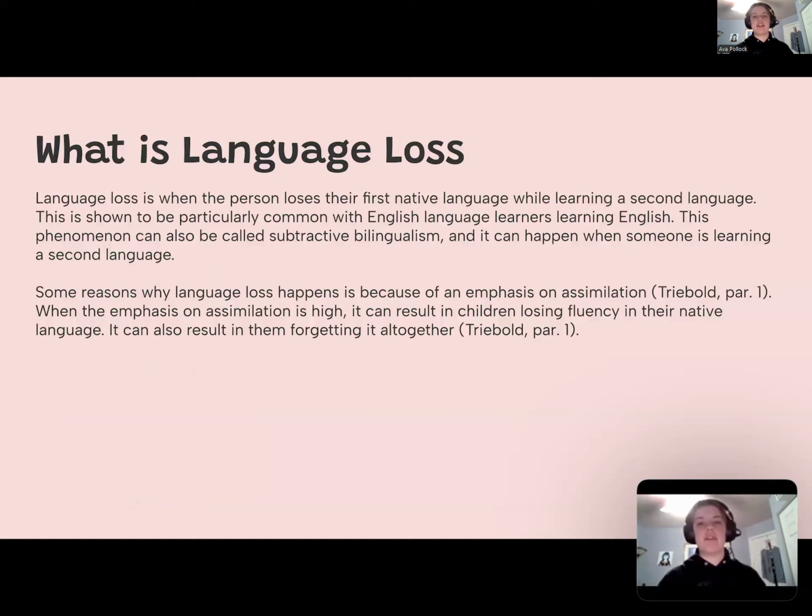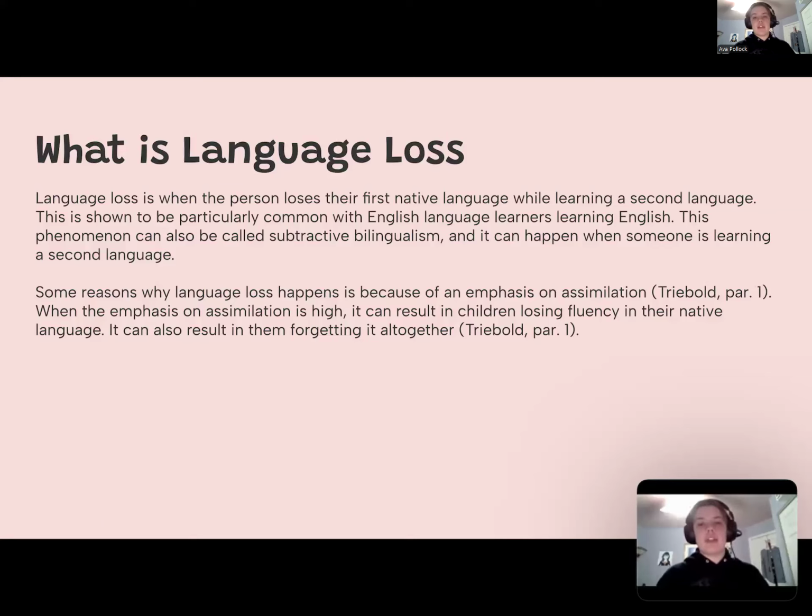What is language loss? Language loss is when a person loses their first native language when learning a second language. This is shown to be particularly common with English language learners learning English. This phenomenon can also be called subtractive bilingualism, and it can happen when learning a second language.